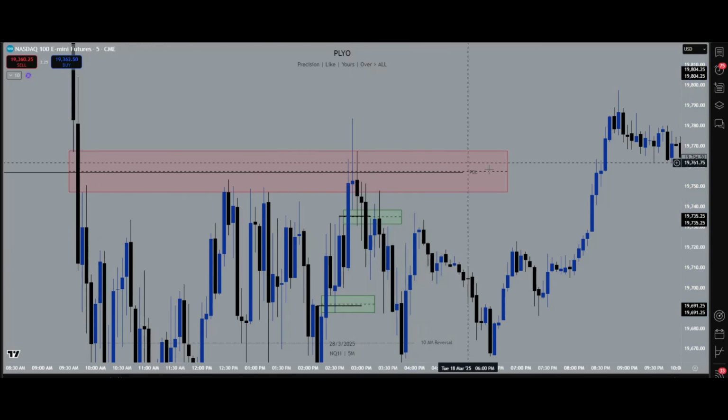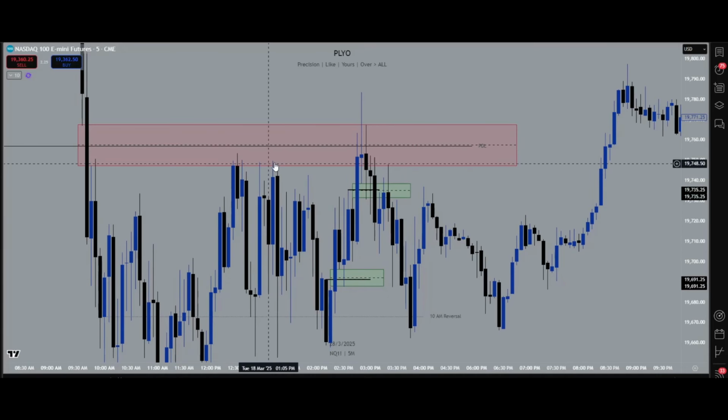But I do think this is a pretty good example to show the realistic side of things. How two high probability plays are technically playing out at the same exact time here. It shows a very realistic example that not every single A plus setup even works. Just because it's A plus doesn't mean it has to work. It just means it has a higher chance of working. So you have to be very aware of that as well.